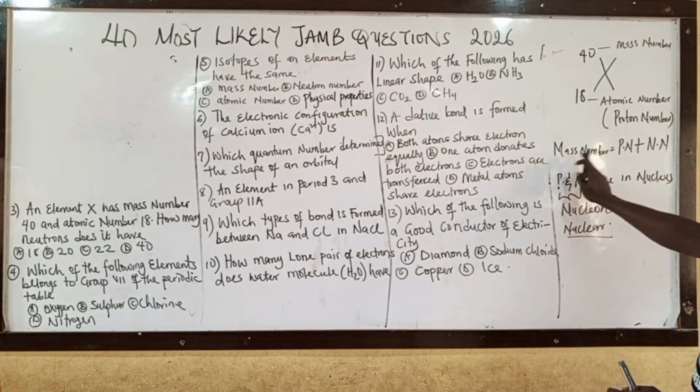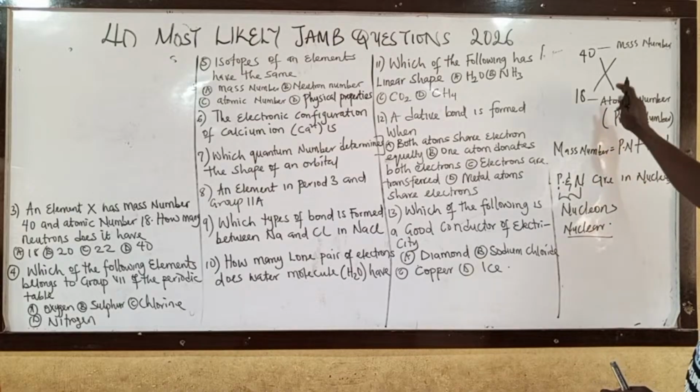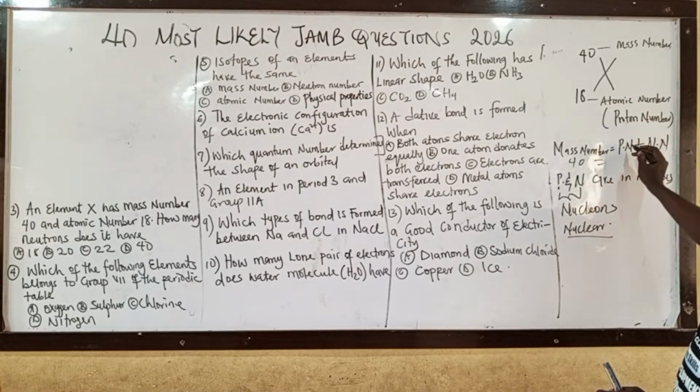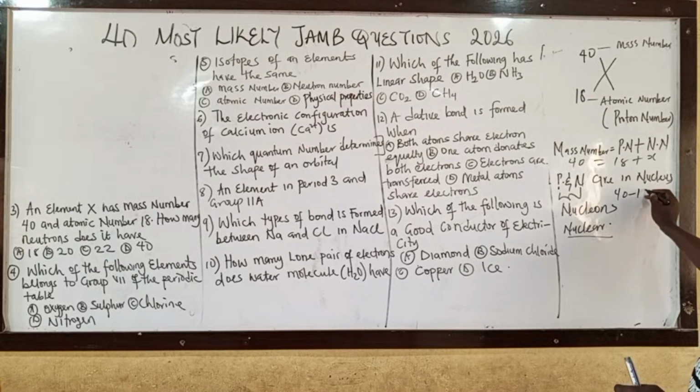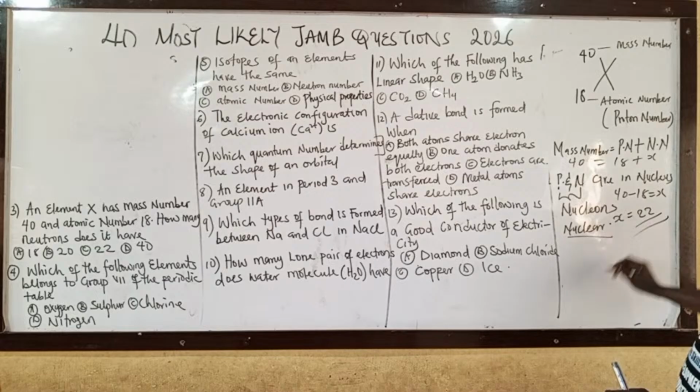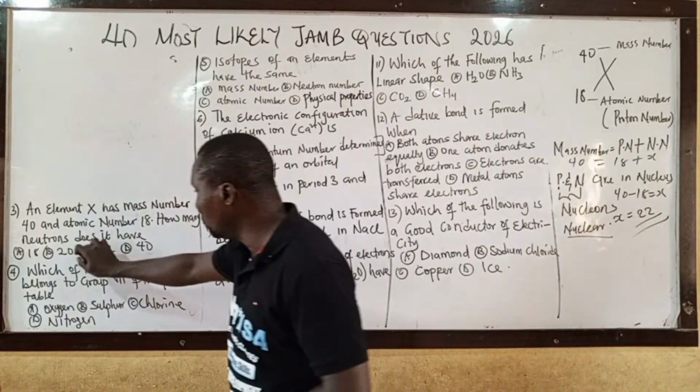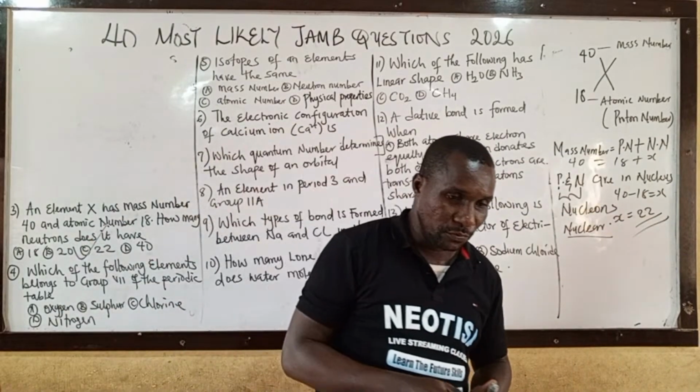Then you know mass number equals proton number plus neutron number. What is the mass number? 40. Proton number is the atomic number, 18, plus neutron number X. Then you have 40 minus 18 equals X. Therefore, X is 22. The neutron number is 22. Option C.